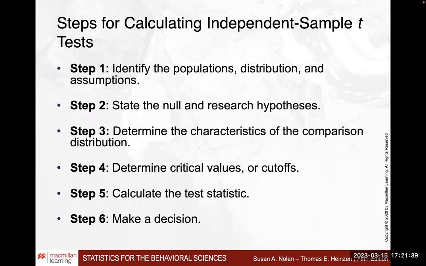Then you have the distribution. It's comparison distribution of means, a distribution of means, comparison distribution of mean difference scores, or comparison distribution of differences between means. That's the independent sample t-test. And then you have the assumptions, parametric tests. All of these that we're doing, except for the chi-squared, are parametric tests.